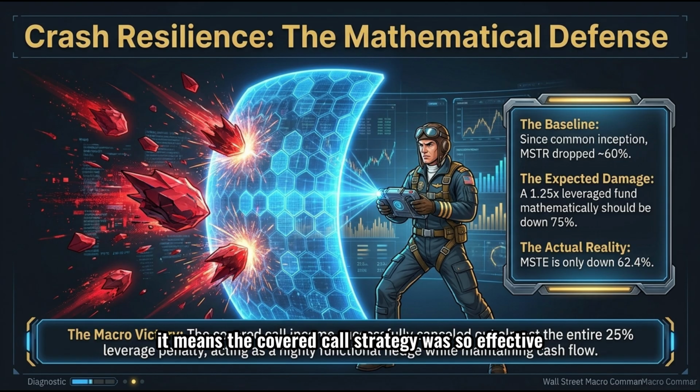It means the covered call strategy was so effective that it managed to cancel out almost the entire 25% leverage penalty during a brutal market crash. To be only 2% behind the raw stock while carrying significantly more risk is proof that the income strategy is working as a functional hedge. It turns a high-risk leveraged bet into something that behaves more like the raw stock but with a constant cash flow.